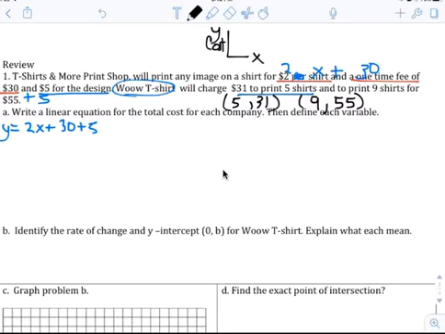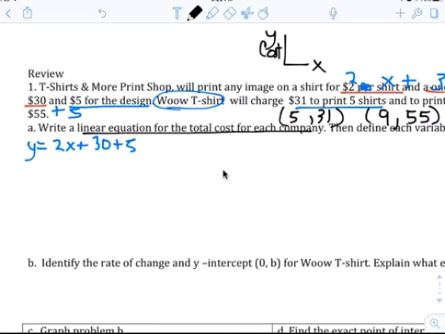Okay. Write a linear equation for each company. Then define each variable. Okay, well, we got this one for t-shirts here, and then the other shirt company. It's a lot more work. Okay, x1, y1, x2, y2.